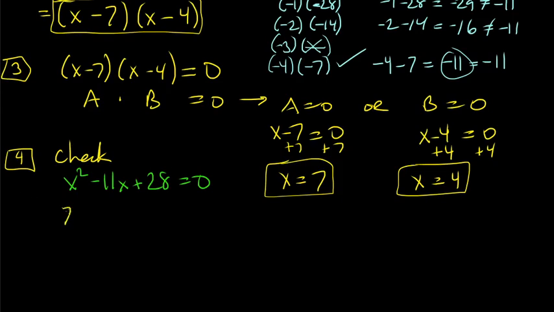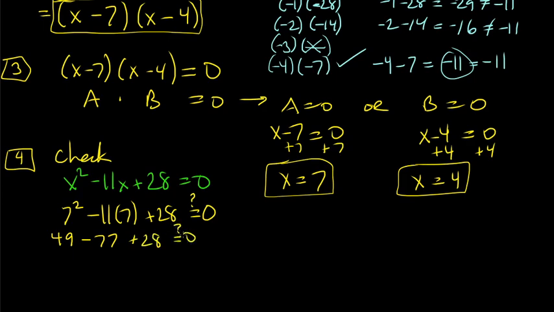So if x is 7, this is 7 squared minus 11 times 7 plus 28. Is that equal to 0? All right, let's see. 7 squared, 7 times 7 is 49, minus 11 times 7 is 77, plus 28. So 49 minus 77 is negative 28, plus 28 is, in fact, 0. So 0 equals 0. Now we know 7 is correct.